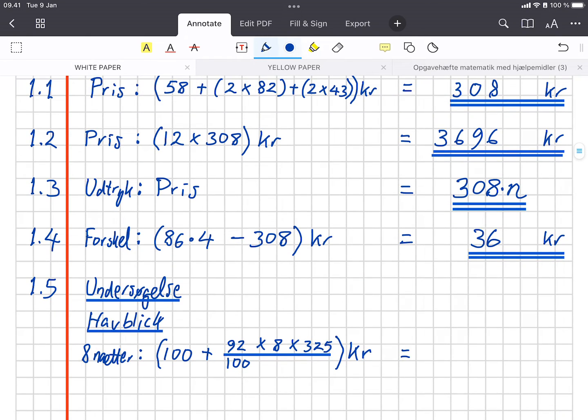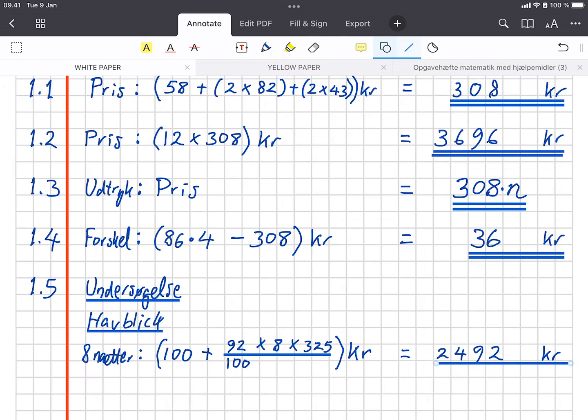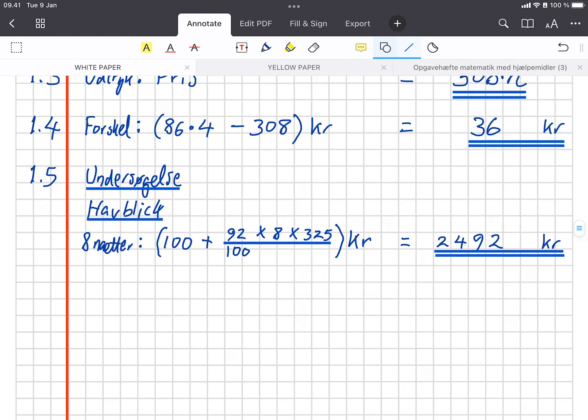This thing is annoying. 2492 krona. I guess I'll double underline it because it's sort of a final answer to a bit. Copy, paste. And then I'm going to do a similar sort of calculation for 9 nights. Well, I've already done the calculation, so I'm just kind of setting it out.